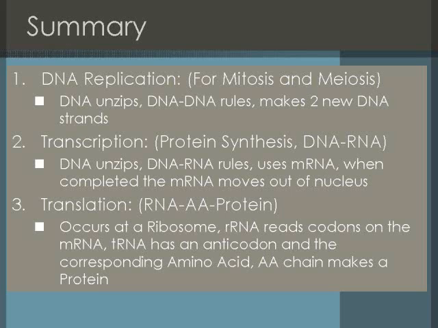Then we learned about transcription. This is in protein synthesis. This is when you take DNA and you make it to RNA. DNA unzips, and then you have your DNA to RNA base pairing rule. It uses mRNA, and when it's completed, the mRNA moves out of the nucleus. And lastly, you have translation. This is RNA to amino acids to protein. This occurs at a ribosome, where rRNA reads codons on the mRNA. The tRNA has an anticodon and the corresponding amino acid. The amino acid chain makes the protein. And that's a summary of DNA replication and protein synthesis.